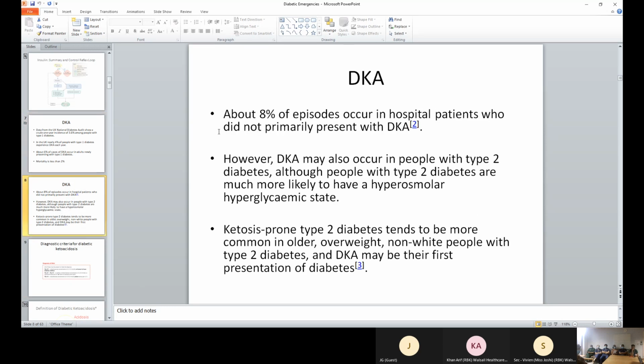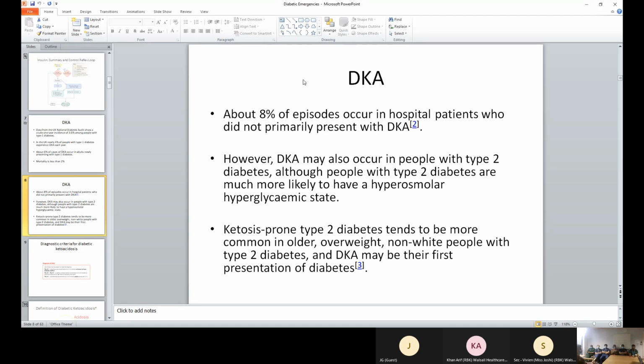One other thing is that still 8% of people with type 1 diabetes who are admitted without DKA develop DKA in the hospital. That should be a never event. It predominantly happens if the patients are ill, nil by mouth, or become unwell.